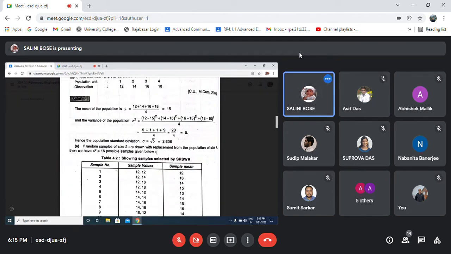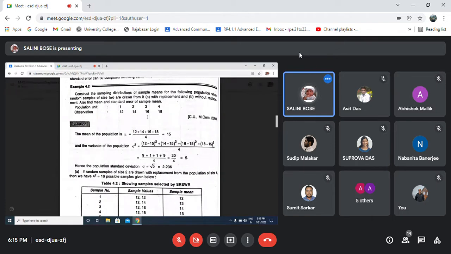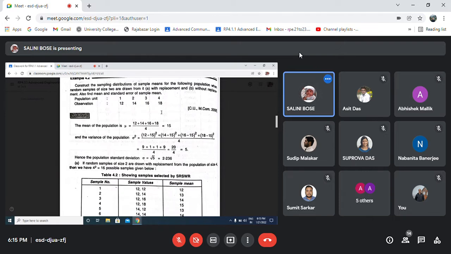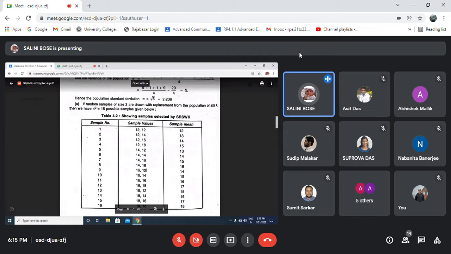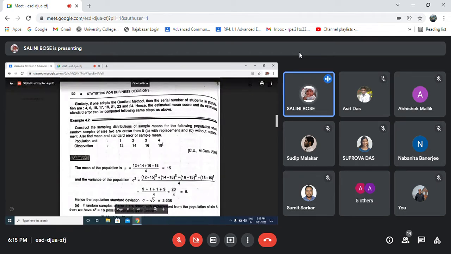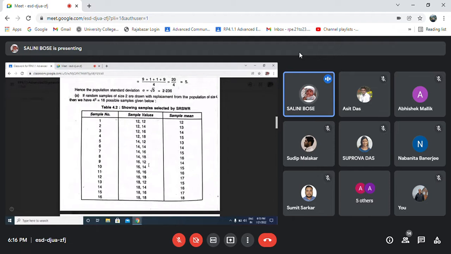Then we will do it with 16. What will be the next sample values? 16 comma 12, then 16 comma 14, then 16 comma 16, then 16 comma 18. And the last one with 18: 18 comma 12, 18 comma 14, 18 comma 16, and 18 comma 18.